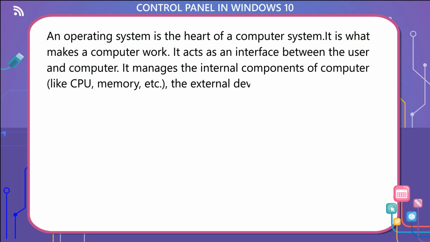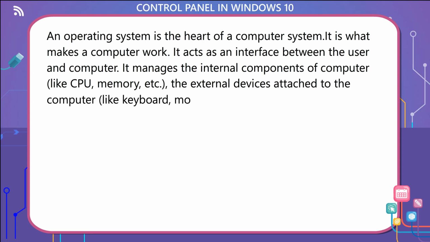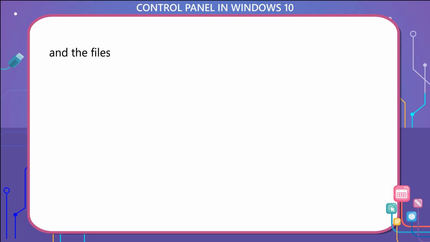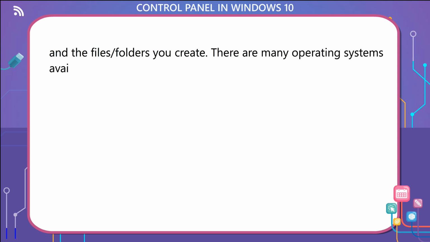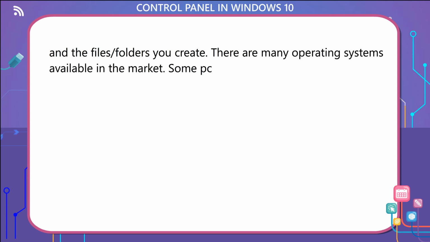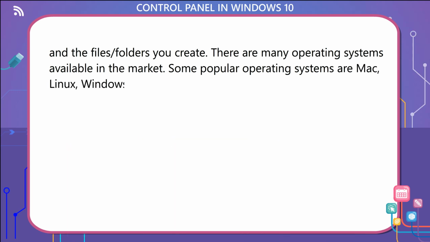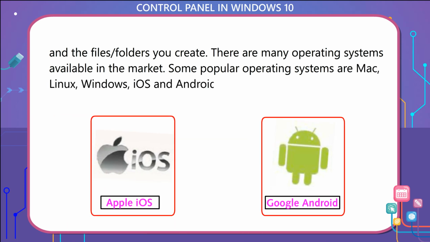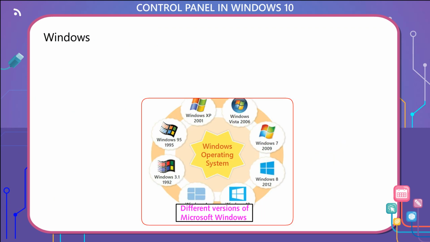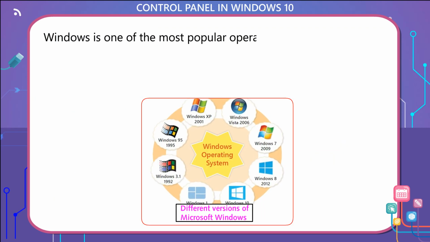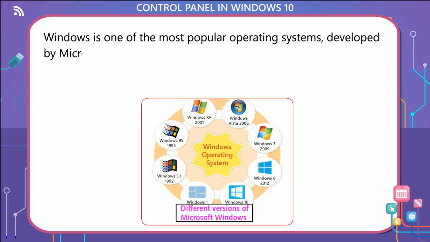The external devices attached to the computer like keyboard, mouse, printer, CD drive, etc. and the files, folders you create. There are many operating systems available in the market. Some popular operating systems are Mac, Linux, Windows, iOS, and Android. Windows is one of the most popular operating systems developed by Microsoft.